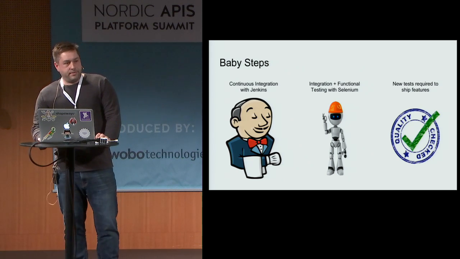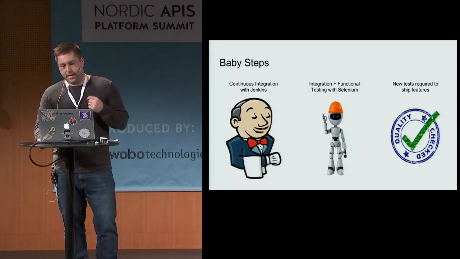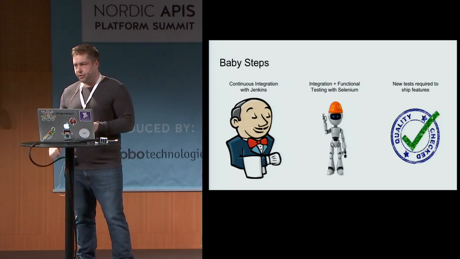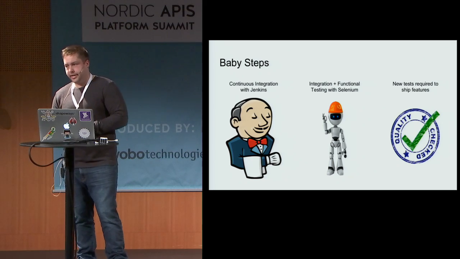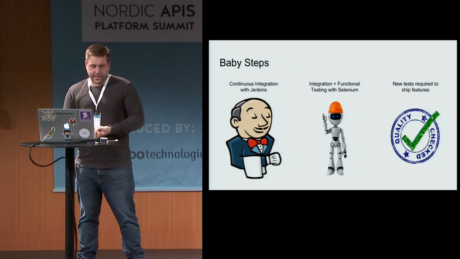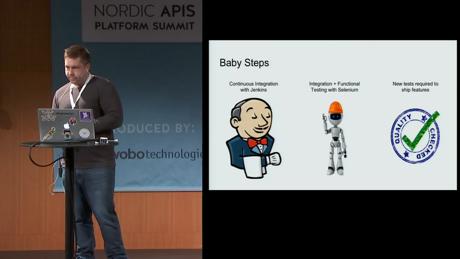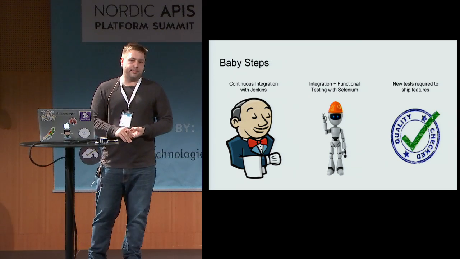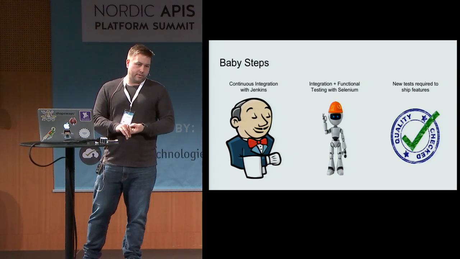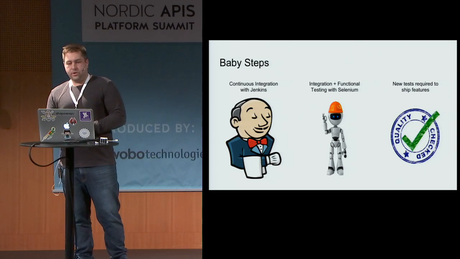And then the third thing, which is kind of a simple one, is that we required new tests to be submitted with features when they were shipped, both unit and functional or integration, depending on where the code change happened. On the unit testing side, this just continued to give us better coverage. And on the functional integration testing, it helped us build our suite of tests, and it also helped us prevent regression going forward.